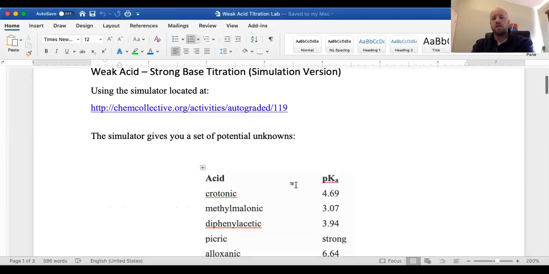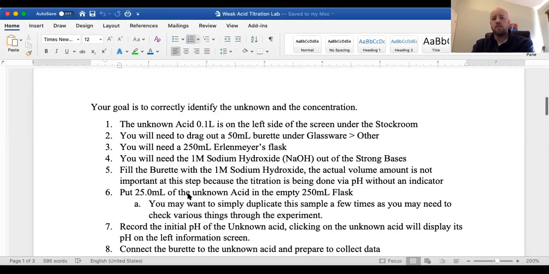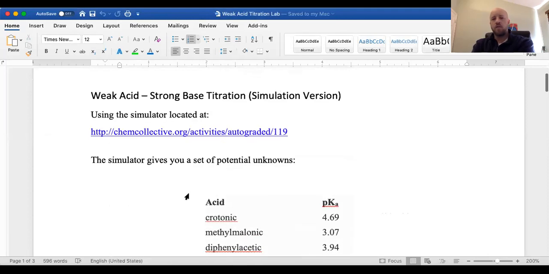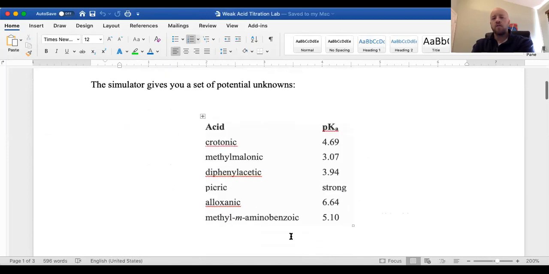So let's switch back to the handout that is going to go with this. Okay, so this is just a slight update to the procedure based on the simulator. So here's the link for the simulator, which we'll get over to in a second. So essentially the simulator gives us a set of particular unknowns where we don't know exactly what the acid is, and so we're going to determine that via the pKa.